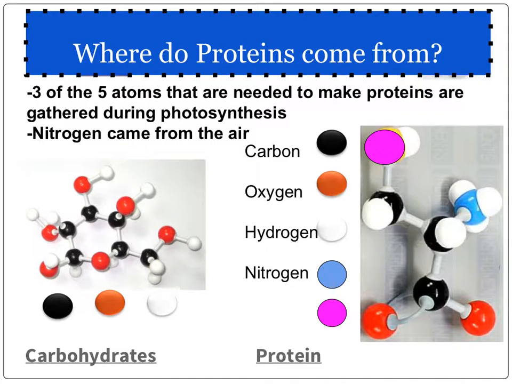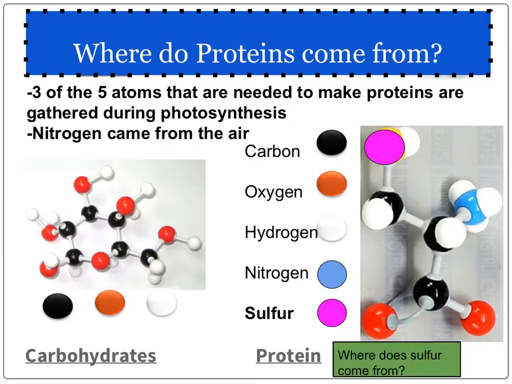So moving on to where these proteins are coming from, these very important proteins that plants use. Well, once again, 3 of the 5 atoms that are needed for proteins, you can actually see them right here. They once again can originate as sugars, and we know that the nitrogen that is also present in proteins came from the air, but there is this other atom which has not been accounted for up to this point.